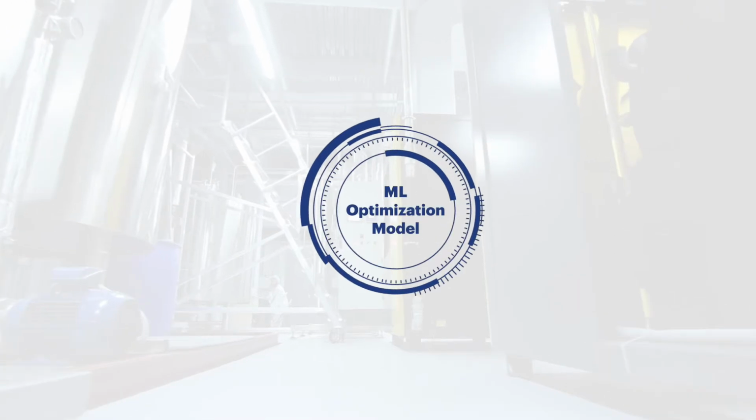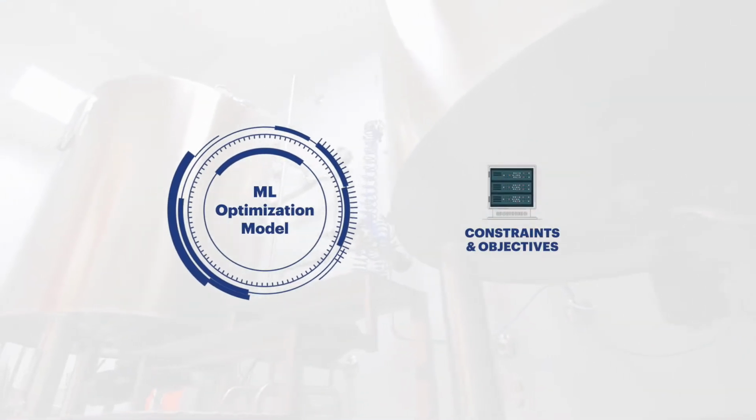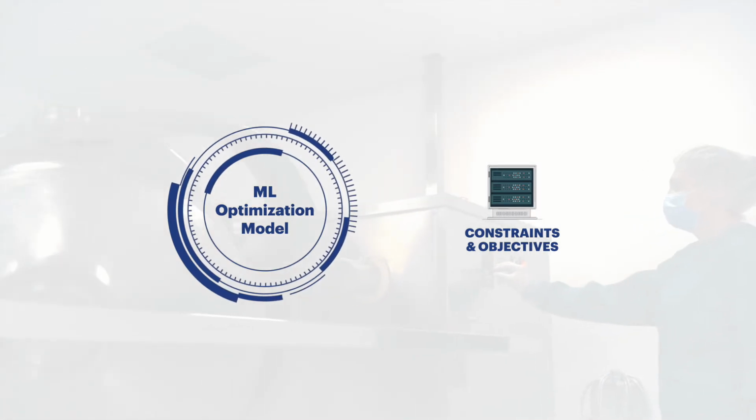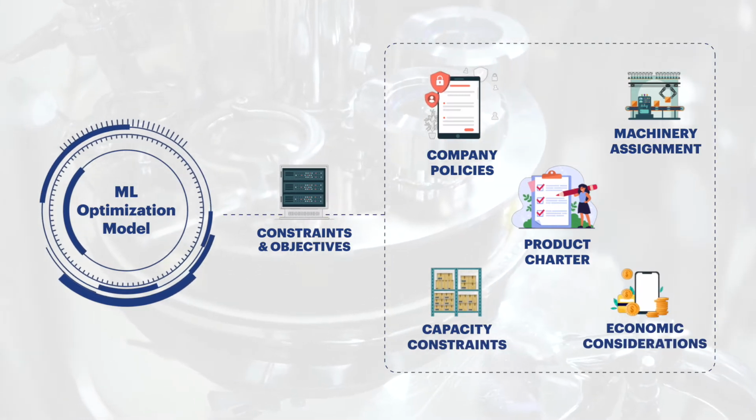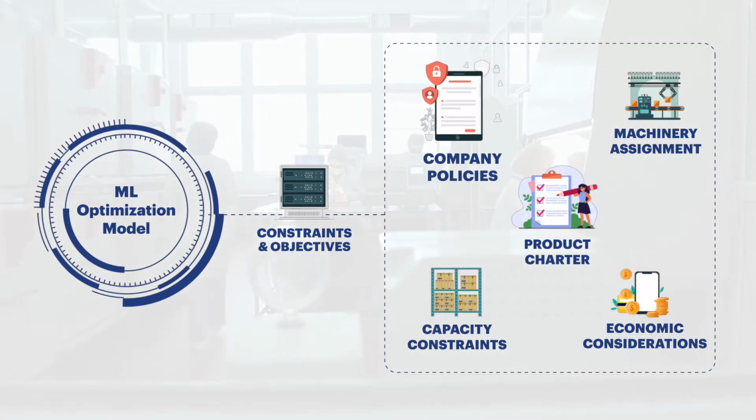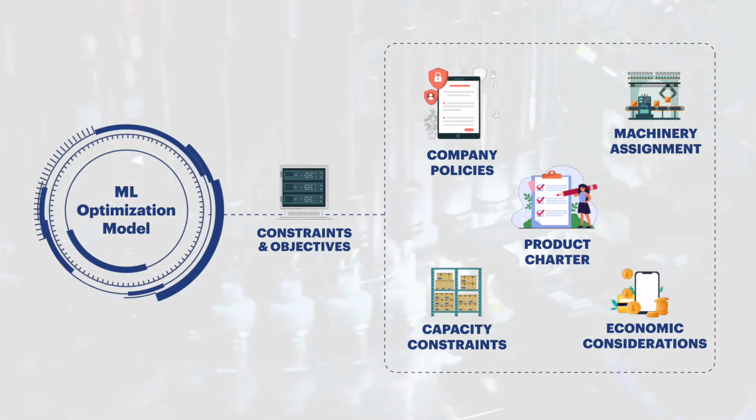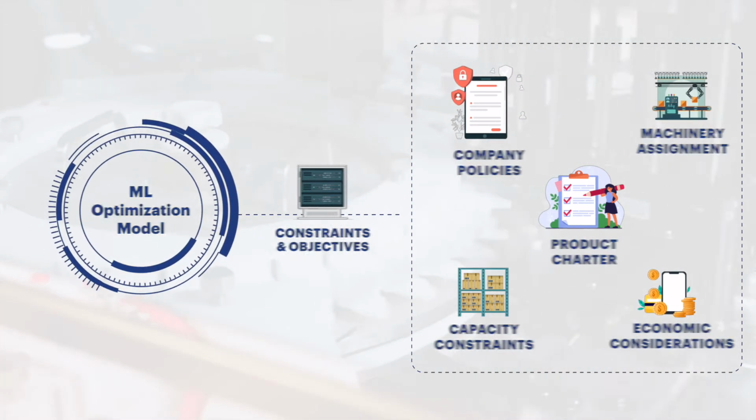In order to generate an automated master production schedule, we used constraint programming, a mathematical model based on a set of situational constraints and business objectives. These objective functions included cost minimization, scrap reduction, and capacity optimization. The constraints could be company policies, production run rate, machinery assignment, economic considerations, and so on.